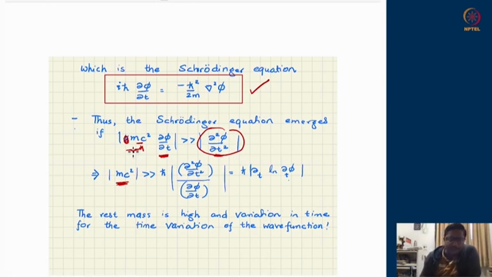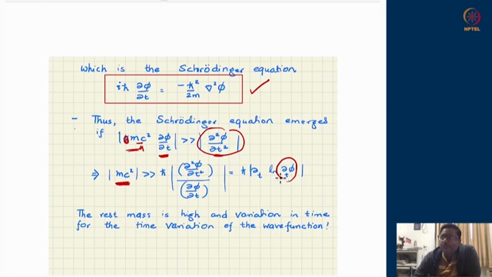All right, so that tells me that the rest mass energy has to be much greater than the log derivative of phi dot. Phi dot is the temporal derivative of the wave function, that part which does not contain the rest mass energy. It has some time profile, it has some time derivative.